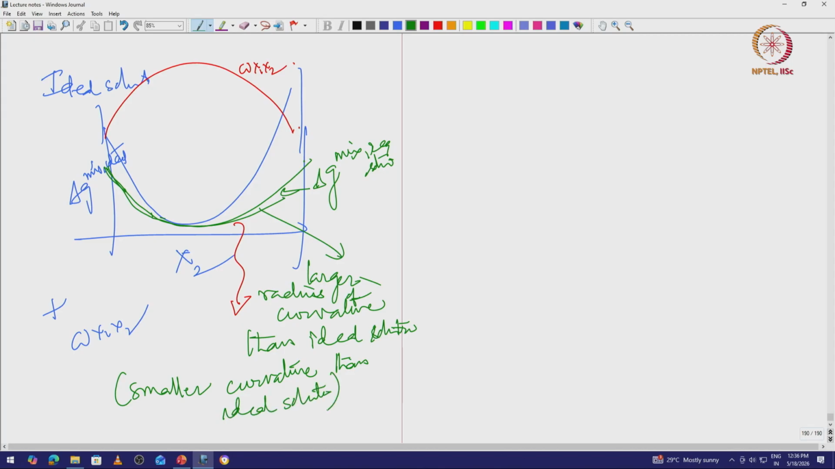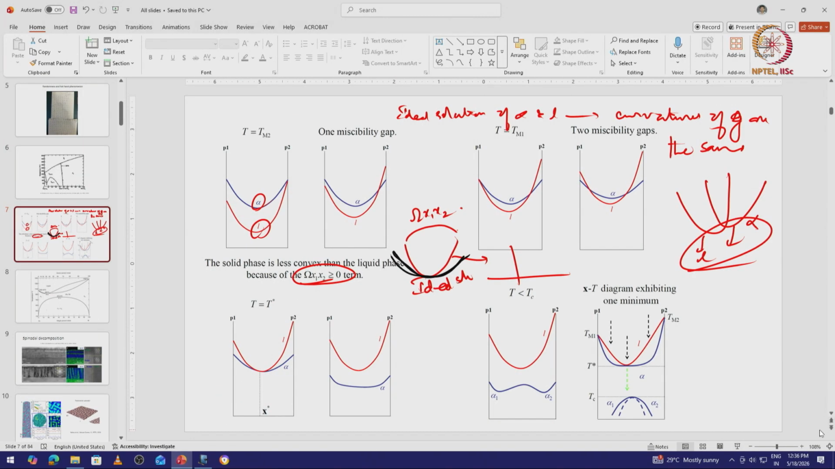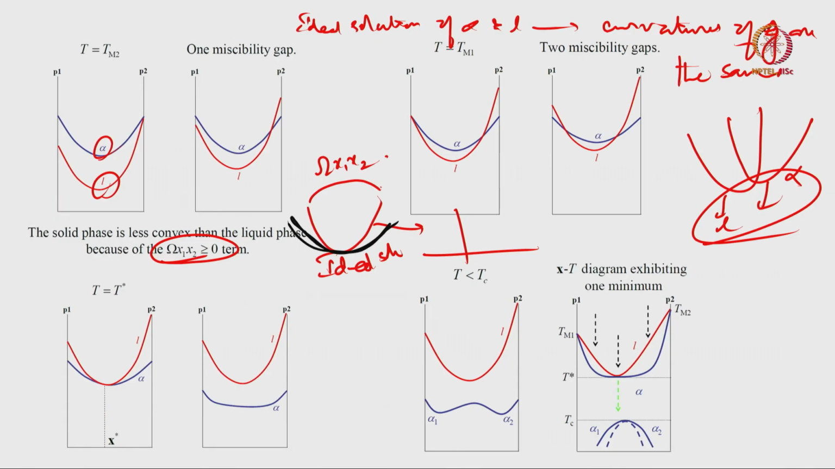Okay. So very physically you can just imagine that this is more flattened out than the ideal solution delta G. Now if that's the case, let's go back here. So you can clearly see that alpha is more flattened out than liquid, and when temperature equals Tm2, of course there is one point where both of them combine. So this is the only point where alpha and liquid can coexist, and so that's a pure compound.